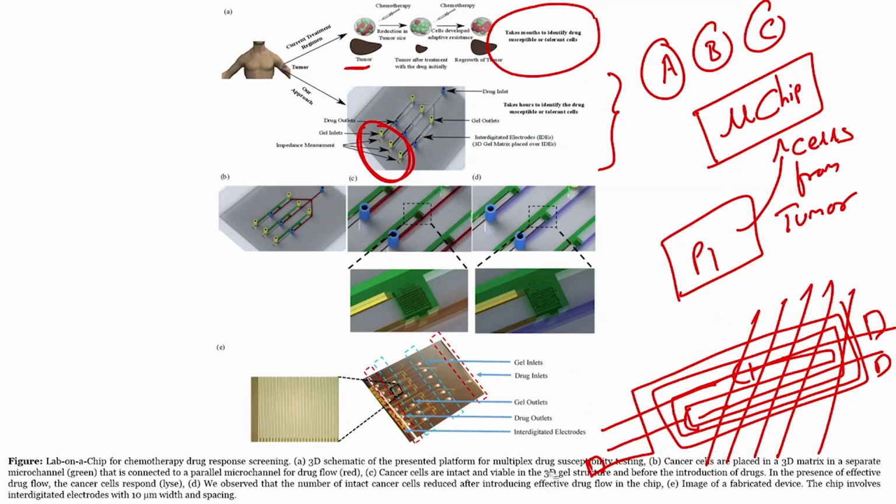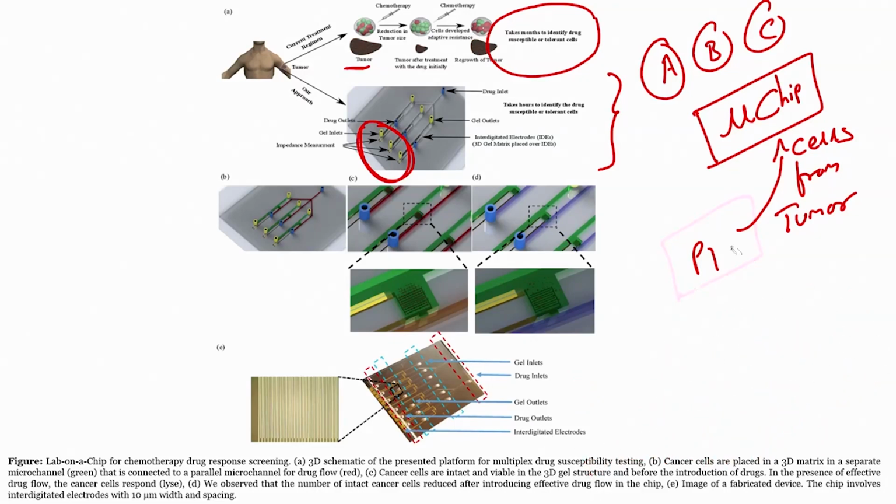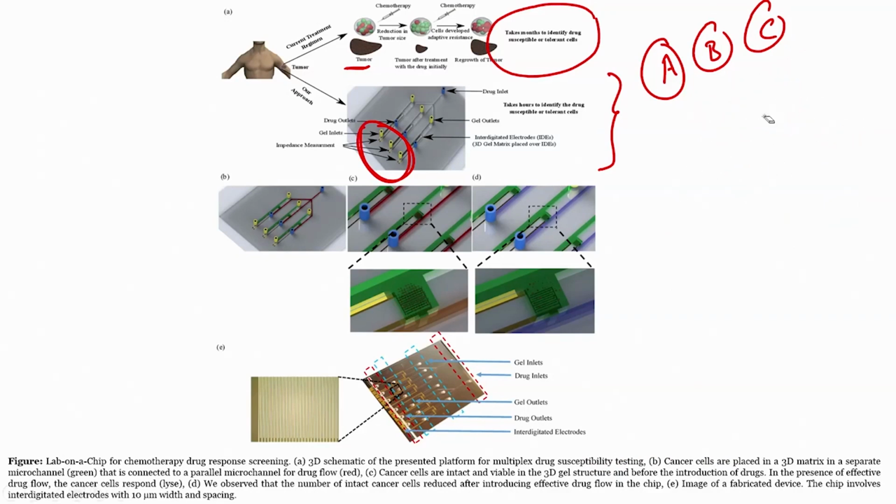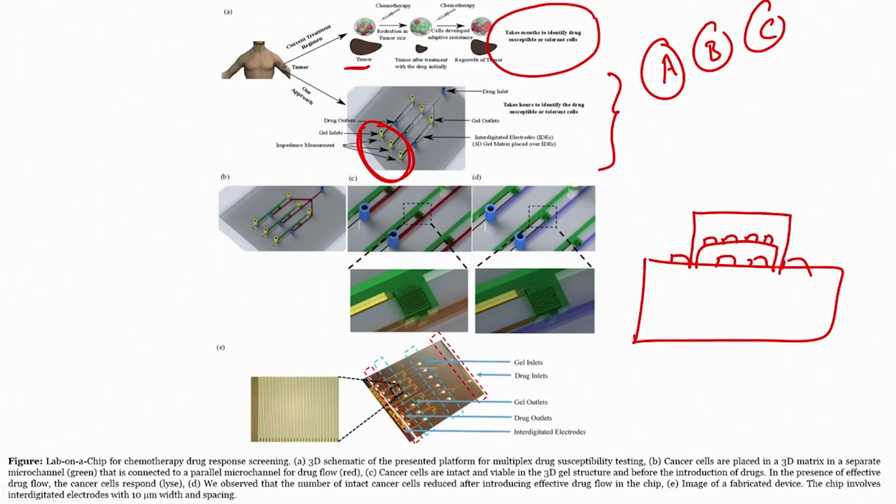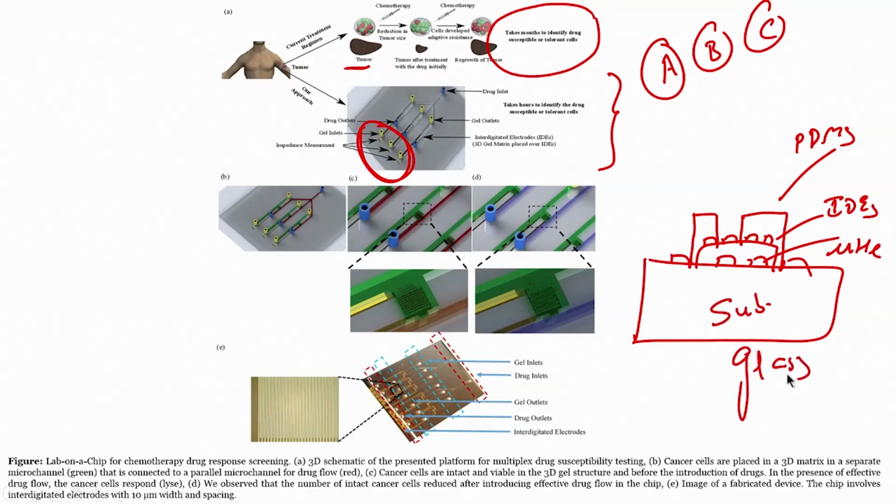Now, when you bond the PDMS with channels onto this microfluidic chip, you assume like this: there is a microfluidic chip with a heater, there is an insulator, there are electrodes, and you are bonding this chip with PDMS. Here are the interdigital electrodes, micro heater, and this is your substrate. The substrate is glass.